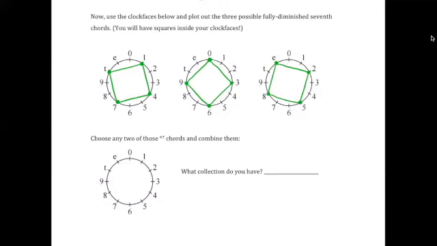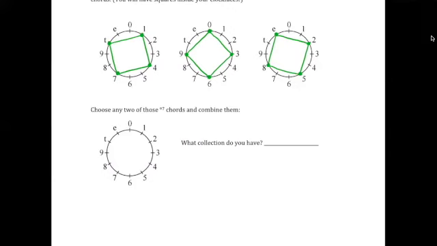Now, that was not an arbitrary task. What I would like you to do now is choose any two of those fully diminished seventh chords and combine them in the clock face below. I'm going to arbitrarily choose the first two that I wrote, but you may choose two other ones and plot them on the clock face below.